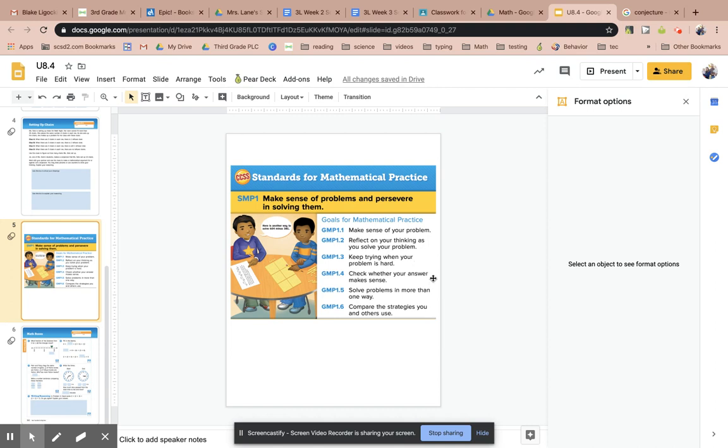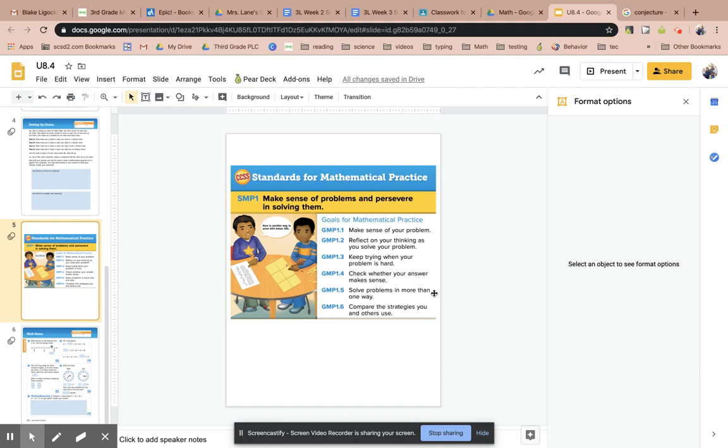Check whether your answer makes sense. Look at your answer, and if your answer was supposed to be getting bigger and it got smaller, then you need to think, that doesn't make sense in my head. Would this be rational? Would this be a good answer? And then solve problems in more than one way. So you can solve drawing pictures, you can solve making equations. There's more than one way to solve these problems. Do what is best for you.